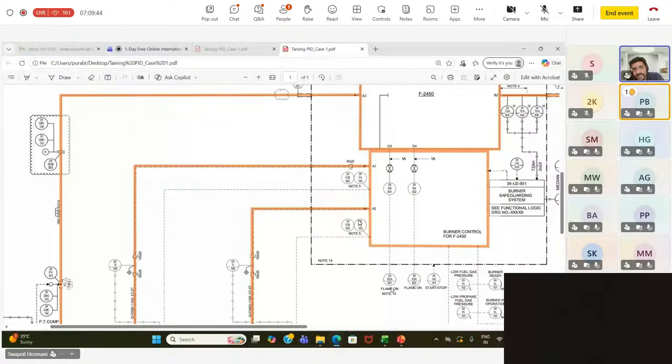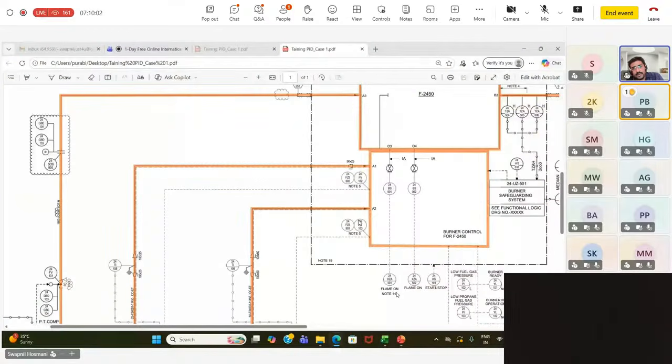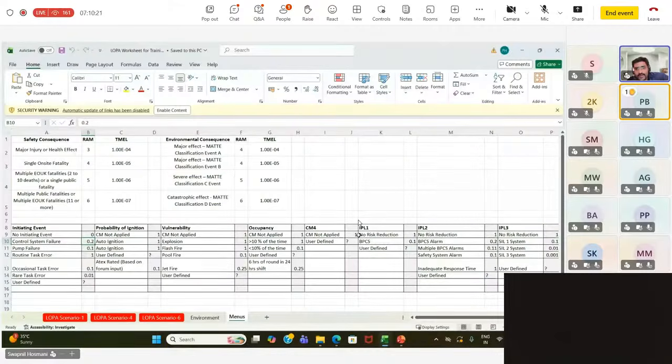Now the second safeguard is this flame off indication. Based on this flame off indication, the burner will trip. This is a safeguard inside the burner control itself, the BPCS. Once there is no flame detection, it will automatically trip the burner. This is part of the burner control itself, and that is our second layer of protection. We have considered this one, again based on IPLs, which are provided by the vendor. In the first IPL we have considered that the operator takes action.